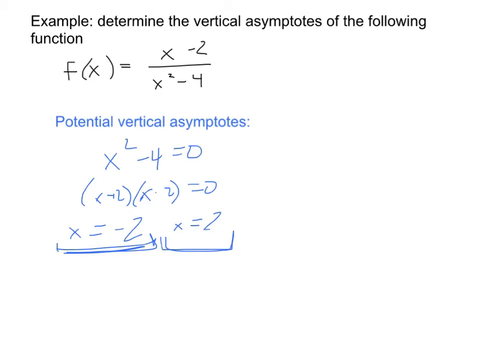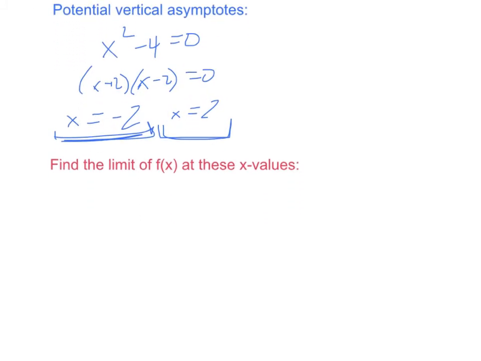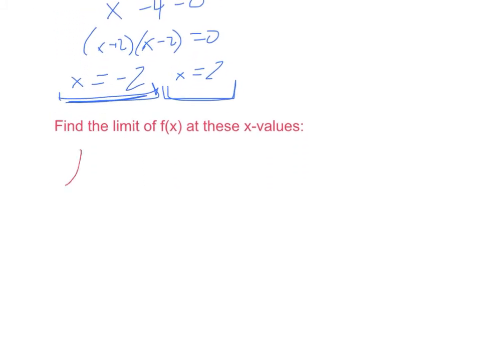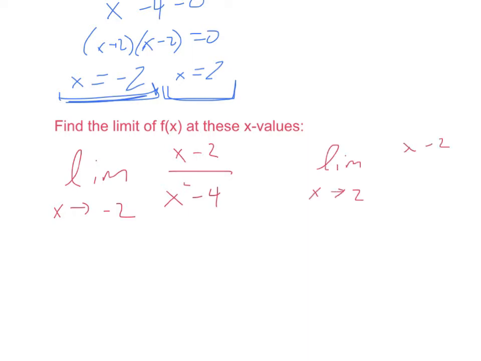Now we need to determine if these are vertical asymptotes. We need to determine if they're asymptotes by looking at the limits. I'll go ahead and write out both of those. We will have the limit as x approaches negative 2 of x minus 2 over x squared minus 4, and then we'll also have the limit as x approaches positive 2 of x minus 2 over x squared minus 4.